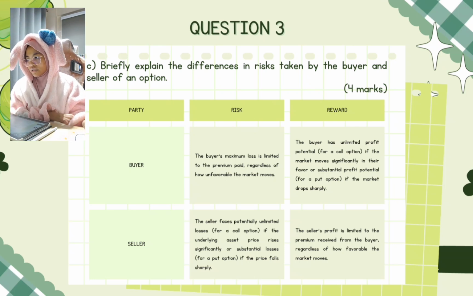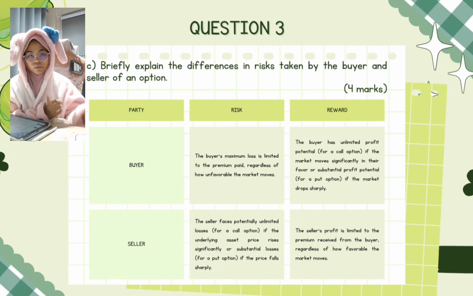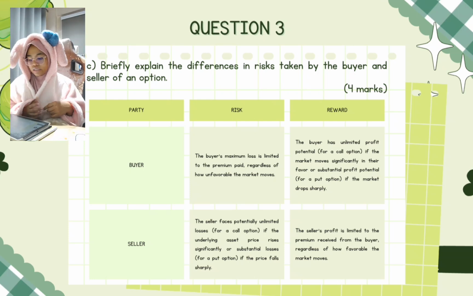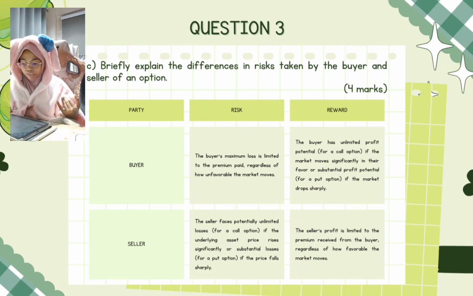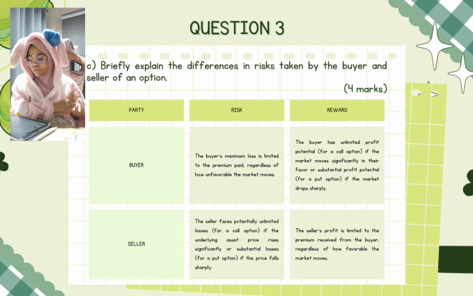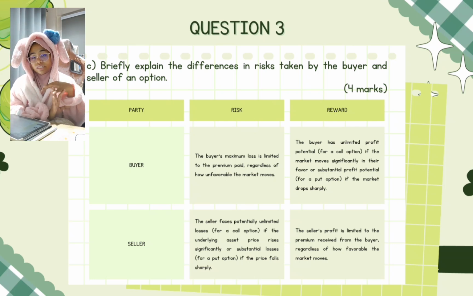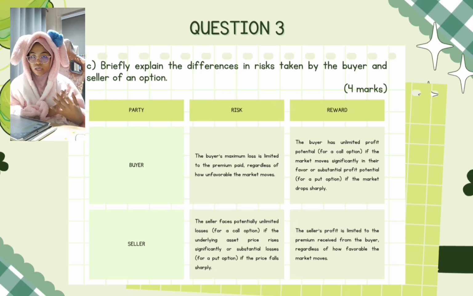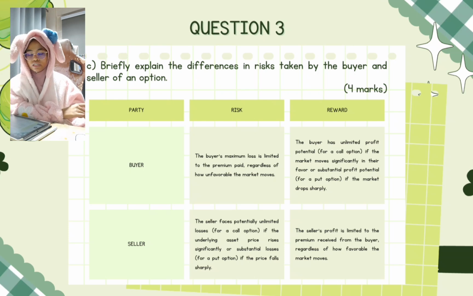So basically, I'm going to talk about the risk and reward for buyer and seller. For the risk, the buyer's maximum loss is limited to the premium paid, regardless of how unfavorable the market moves. However, the seller faces potentially unlimited losses for a call option if the underlying asset price rises significantly, or substantial losses for a put option if the price falls sharply.